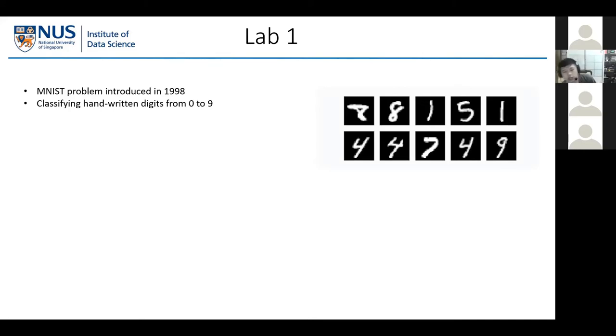So for this lab session, I've created a sample data set, a toy data set, comprising these MNIST digits. This is a famous problem. Chances are if you've just started with machine learning, you'll come across this data set, which is basically a data set of handwritten digits from 1 to 9. Your task here is to classify these digits. Given a picture of a 1, you want to classify if this is an image of 1 or 5 or 8 and so on.